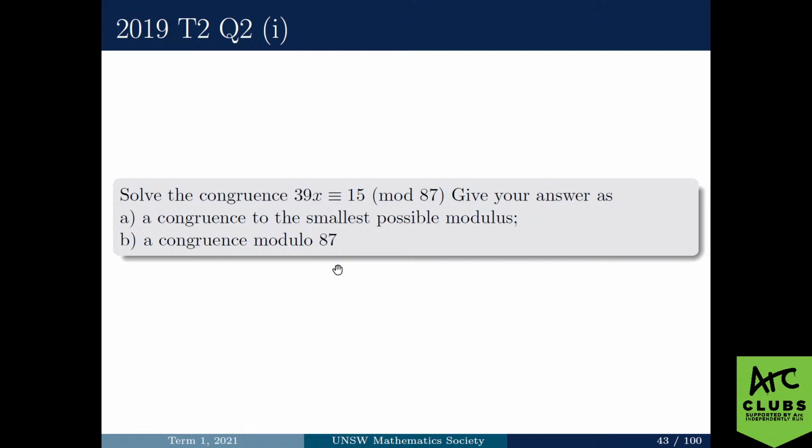So now we're going to solve this congruence 39x is equivalent to 15 modulo 57, where they want us to give our answer in 2 possible ways. The first one is a congruence to the smallest possible modulus, and one where we don't change the modulus at all, which is just 57. Okay, so how are we going to do this?